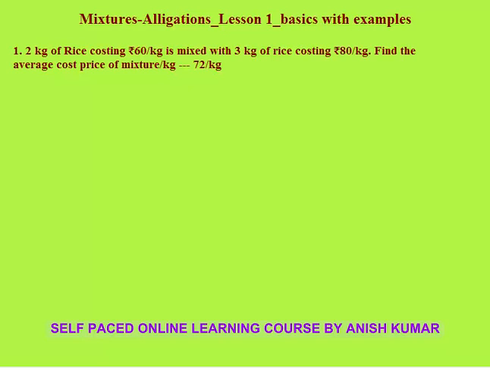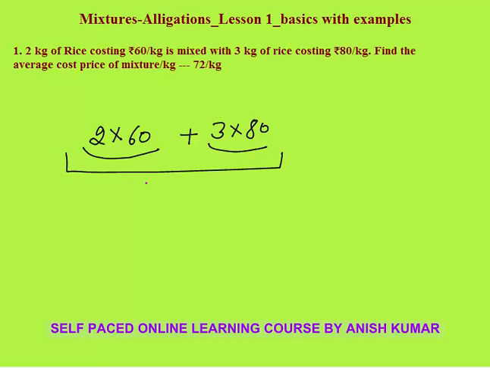The question says that 2 kg of rice costing 60 per kg is mixed with 3 kg of rice costing 80 per kg. Find the average cost price of the mixture. So can I say 2 kg rice is of 60 per kg. So 2 kg rice will cost 2 into 60, 120 rupees. That is the cost of this rice. Plus the other rice is 80 per kg, so 3 kg would be 3 into 80. This is the total cost of all the rice.